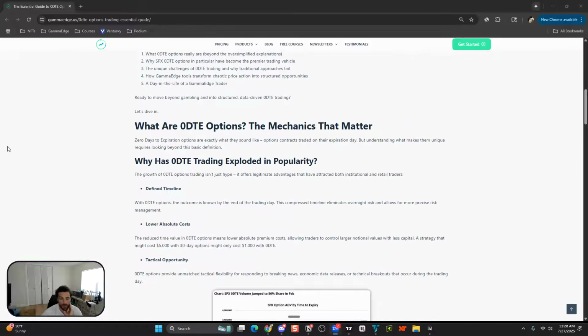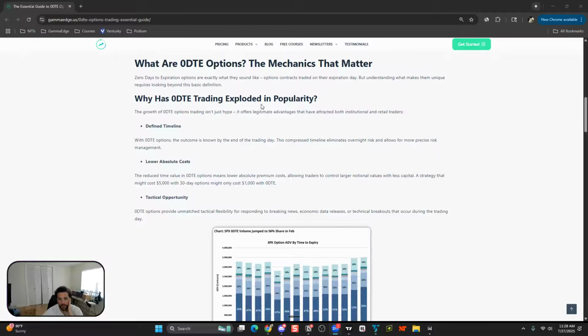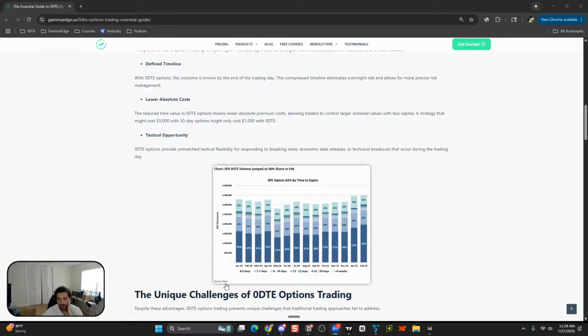So a quick background on SPX 0DT if you're not familiar with it. 0DT simply stands for 0 days to expiration. These are contracts that open and close on the same day. And there's a couple of reasons why they've grown in popularity, which is what this chart down here shows. Based off SPX volume, 56% of that is made up of the 0DT volume.